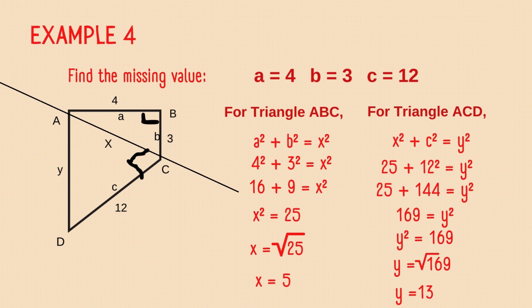Now x squared from this first triangle is 25. So x squared is 25. My c squared, that's 12 squared, will be equal to y squared. So 12 squared is 144. 25 plus 144 will give me 169. So my y squared is equal to 169, and my y will be the square root of 169, which is equal to 13. So my x is 5 and my y is 13.